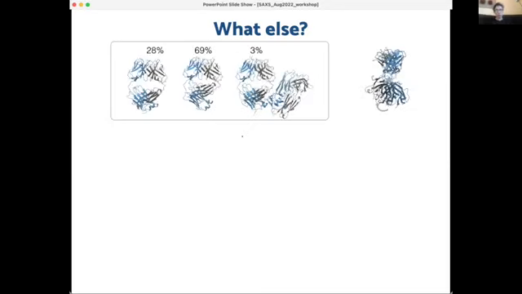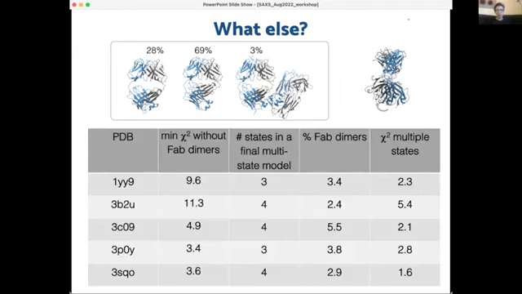And surprisingly, or not surprisingly, the fit improves quite a lot if we include a really small percentage of those dimers. Here you can see the percentage of dimers. It's really 2 to 5 percent more or less. And the chi-square is much better when we include those dimers compared to without dimers. So probably some of them do dimerize in solution.